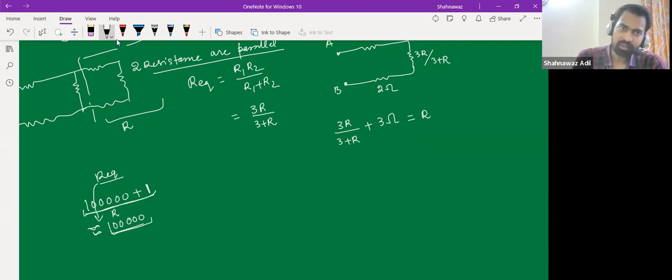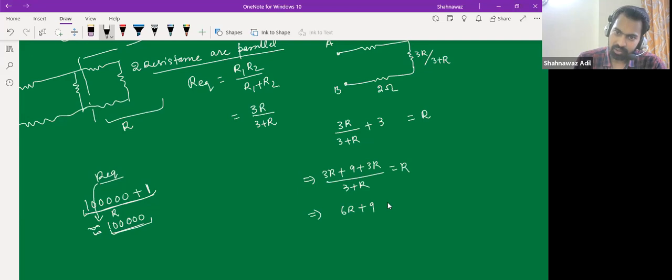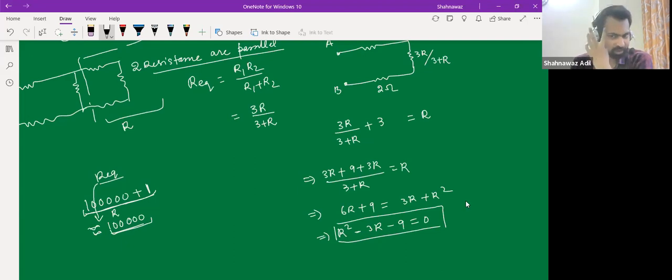So this will become 3R plus 9 plus 3R divided by 3 plus R equal to R. So this would be 6R plus 9, and this is 3R plus R square. So R square minus 3R minus 9 equals 0. This is the quadratic equation, and what would be the solution?